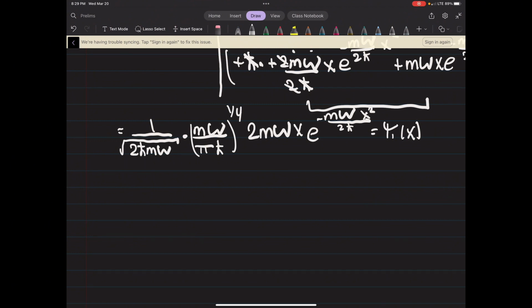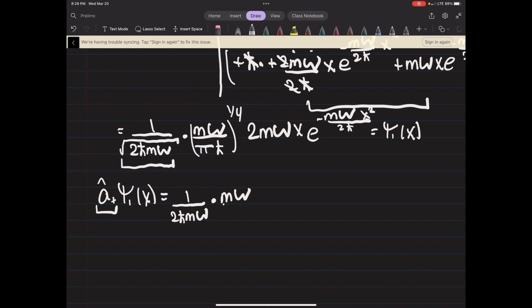And the way that we find psi 2 is we just have our raising operator act on psi 1 of x. So we're going to follow essentially the same process here. It will just be a little messier. So now when we pull this out, we have this term, but then we have another term, that exact same term coming from when we apply the ladder operator. So that'll be just 1 over 2 h bar m omega. And of course we're going to have our m omega over pi h bar to the 1/4.